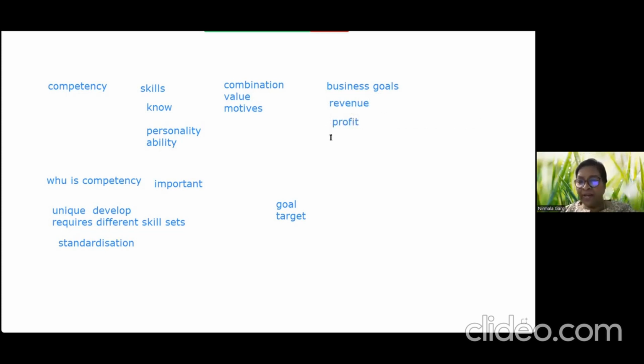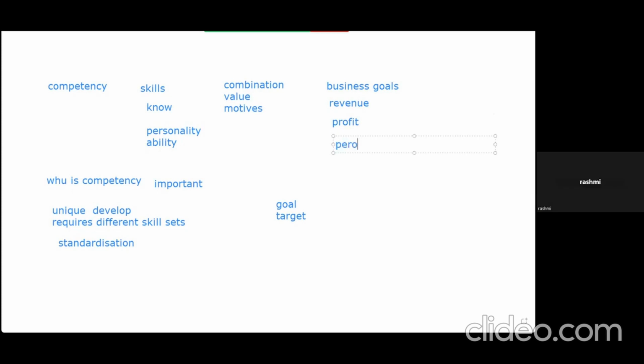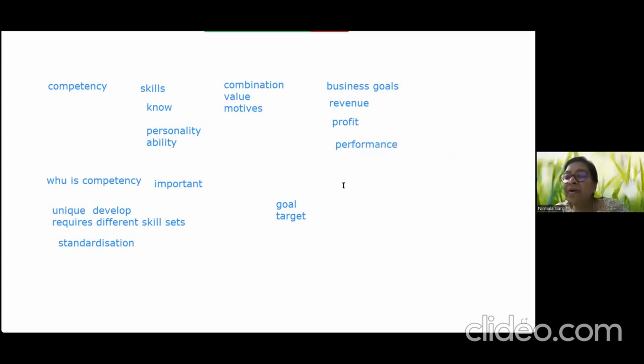But if I can put it in a little more operational way, you can achieve your business goals, you can achieve your revenue, you can achieve your profit only when all the individuals in an organization are able to perform to their best, top performance, and then you will achieve. Will you agree with me? Yes or no? Yes.